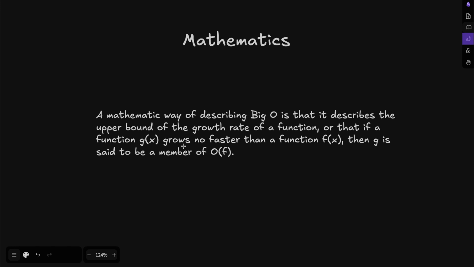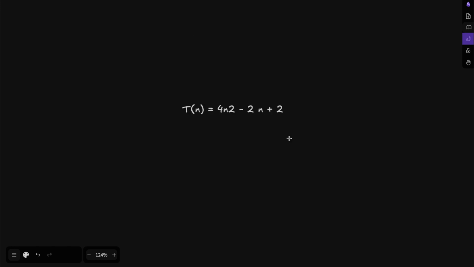Here is the mathematical description of big O notation. It describes the upper bound of the growth rate of a function, or that if function g(x) grows no faster than function f(x), then g is said to be a member of O(f). Or in simpler terms, it tells you how fast a function grows or declines. The letter O is used because the rate of growth of a function is also called the order of operations. Here we have an example.